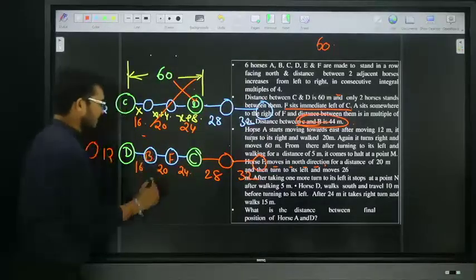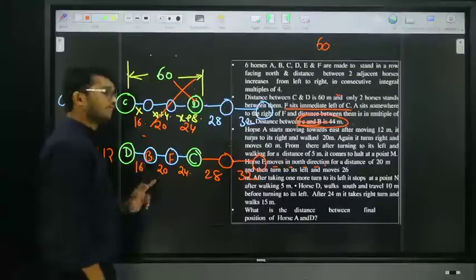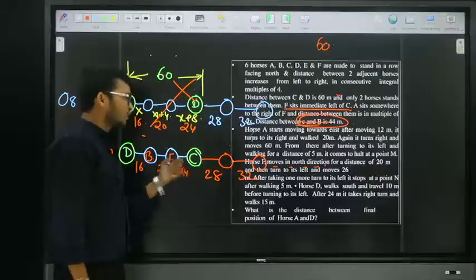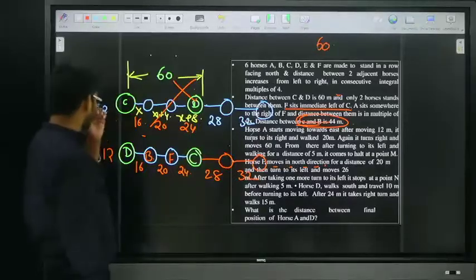This one is B. Now friends, check here. The distance between hearts C and B is 44. This one is 20. This one is 24. Yes.